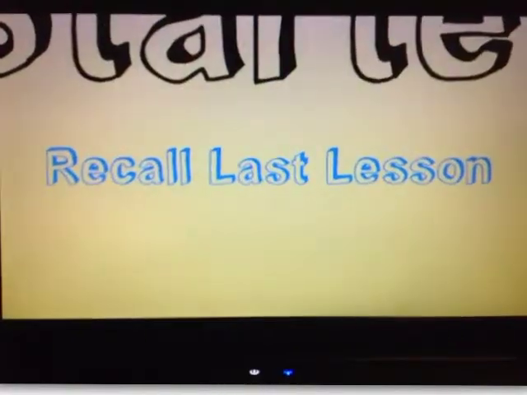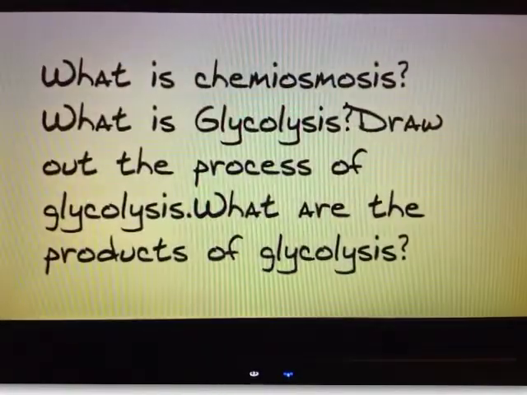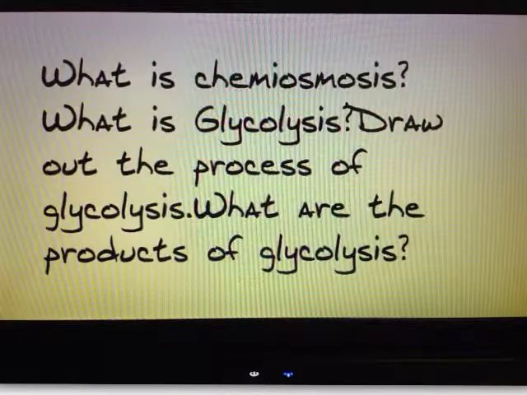Okay, let's start off from last lesson. These are things I think you should be able to do: recalling what chemiosmosis is, which was quite challenging from last lesson, what glycolysis is, and being able to draw out the process of glycolysis. And this is quite typical in the exam papers: what are the products of glycolysis?